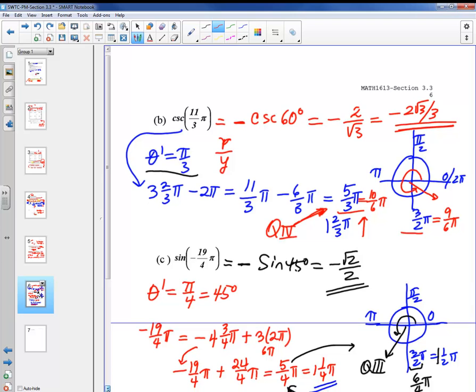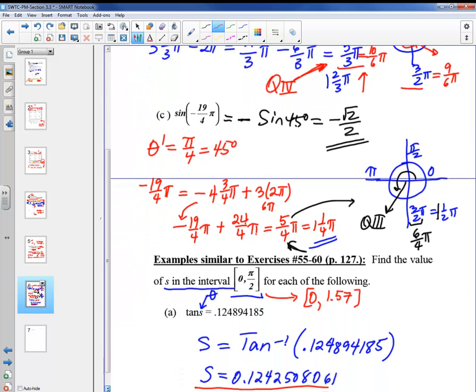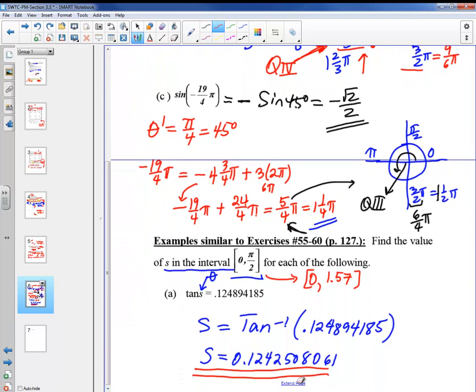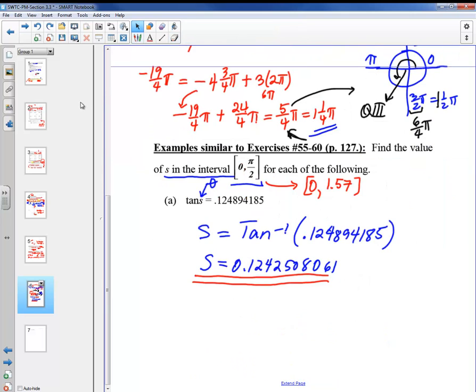Let me just go down and make some room right there. And let me see if I can grab this to move it.